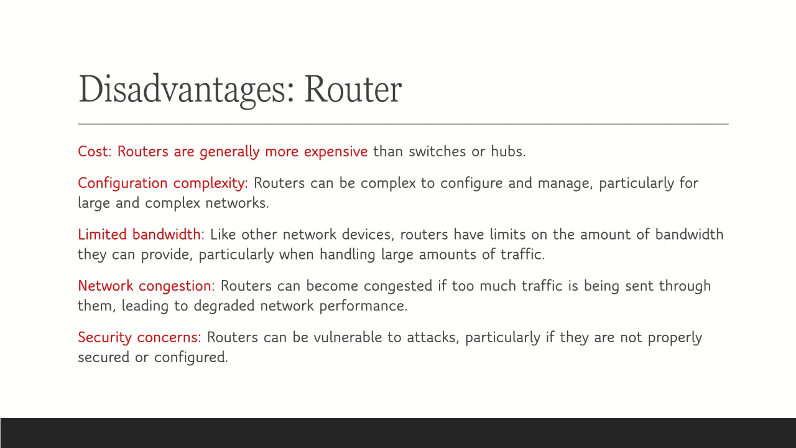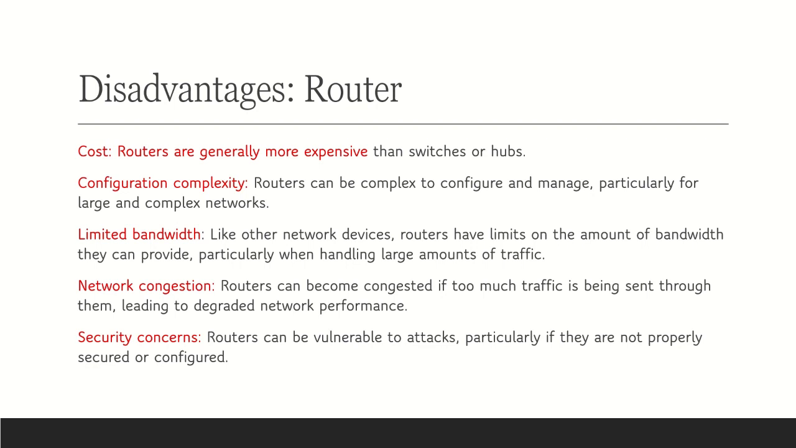Here are some disadvantages of a router. The cost is higher than switches and hubs. Configuration complexity. It is complex to configure and manage and needs particular configuring knowledge for large and complex networks. Limited bandwidth. Like other network devices, routers have a limited amount of bandwidth they can provide, particularly when handling large amounts of traffic.